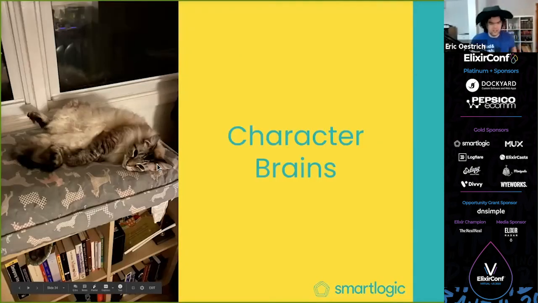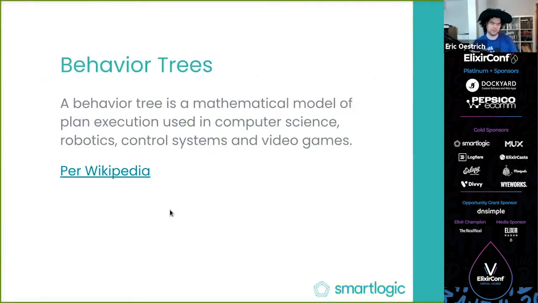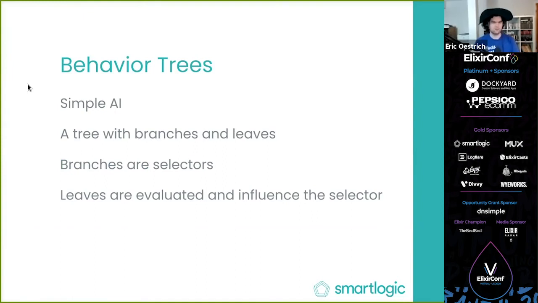So next up, we have character brains. This is Odo. Character brains use behavior trees. A behavior tree is a mathematical model of plan execution used in video games. And I see the question just came in and we're about to answer that. So behavior trees, for us, we can consider it as a simple AI. It's a tree with branches and leaves. Branches are selectors and leaves are evaluated to influence the selector.